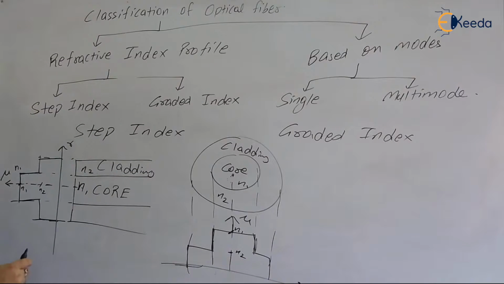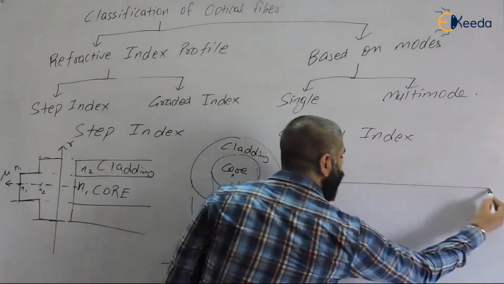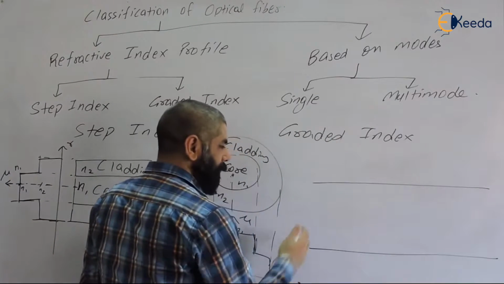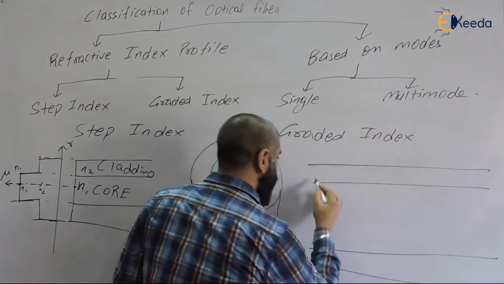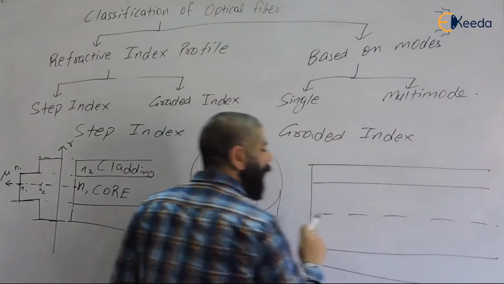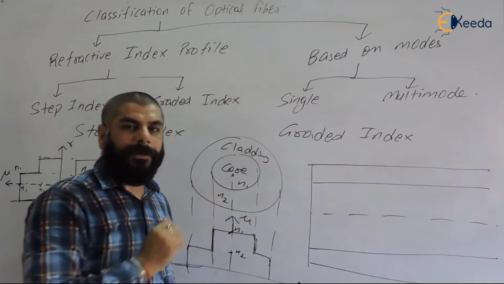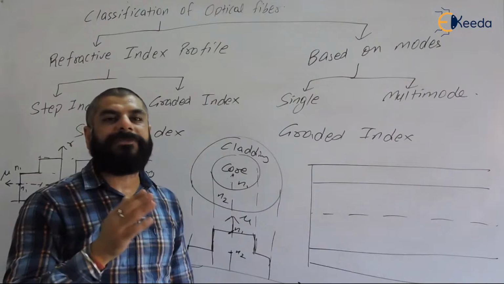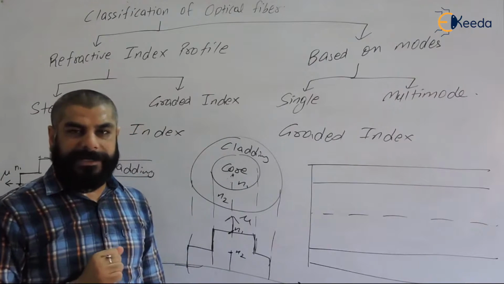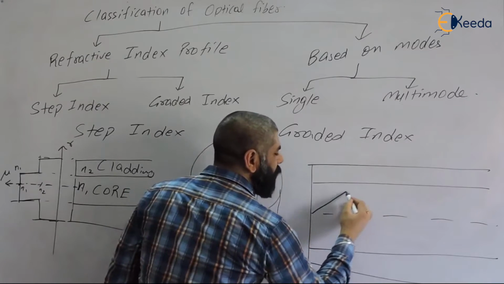What is the advantage? See how the light propagates, how the light travels in a step index optical fiber. Light bends from its path when there is some change of refractive index. The refractive index of core is constant, and there is no change of refractive index in the path of light. So light will travel in a straight line.